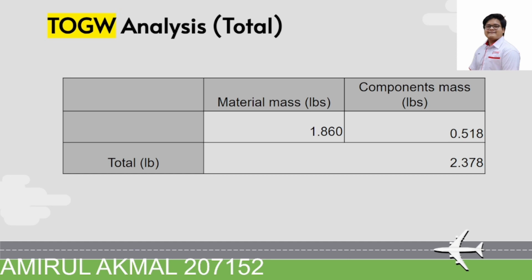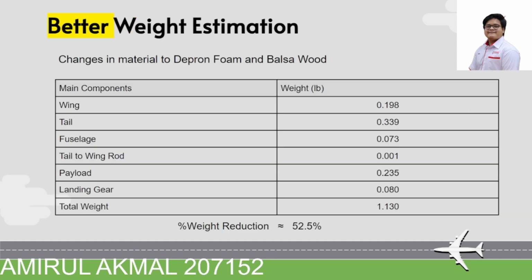and it is quite heavy, so we have come up with a better weight estimation, which is changing the material to depron foam and also balsa wood. So the total weight, including the components and also the materials that we use, is around 1.13 pounds, and the weight reduction that we get is around 52.5%. So this is a very good weight reduction, and it can make our small fixed wing aircraft perform better than the initial plan.